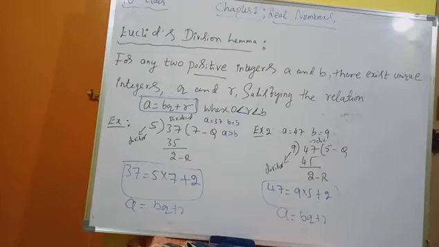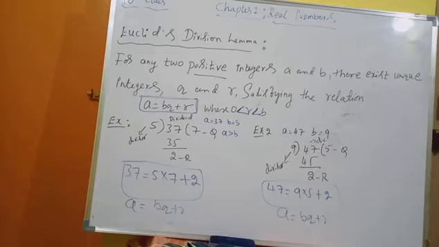Another most important point you have to keep in mind: Euclid's division algorithm is stated for only positive integers, but it can be extended for all integers except 0. And third, a very important point: when a and b are positive integers, then q and r can take values only from whole numbers.